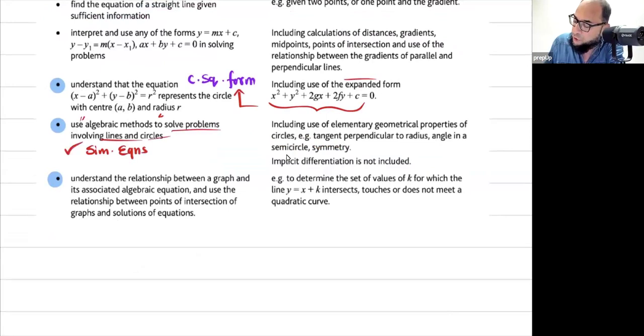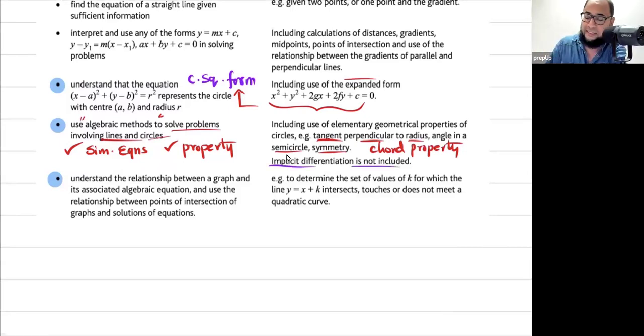It could be related to properties of a circle, something like a line that is tangent, where the radius is perpendicular to the tangent. Or it could be tangent perpendicular to radius, angle in a semicircle, symmetry, chord property, and so on. Implicit differentiation is not included because it is not part of P1.